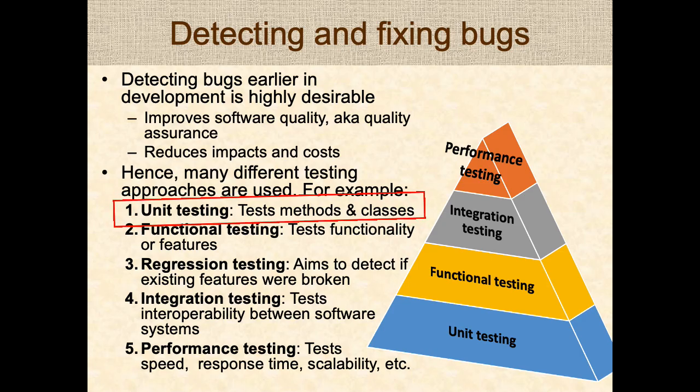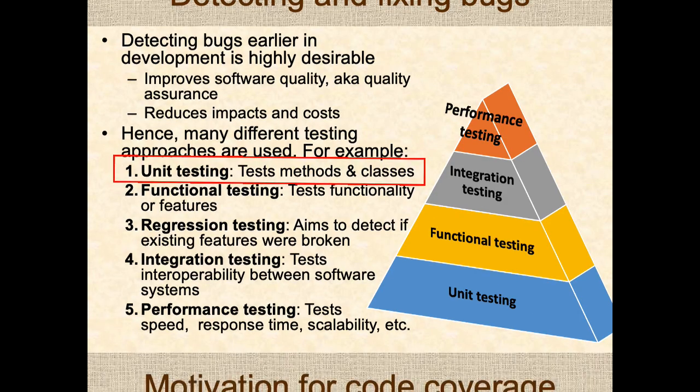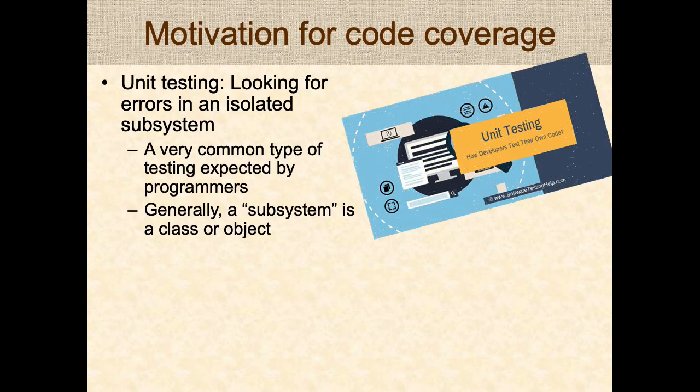In this presentation, we are specifically going to look at code coverage from the perspective of unit tests. Unit tests essentially look for errors in isolated subsystems, or specifically classes and methods. It's a very common type of testing, and all programmers are expected to be comfortable and, in fact, proficient at unit testing. Generally, a subsystem in this context is a specific class that we are testing, or possibly even a set of methods that we are testing.